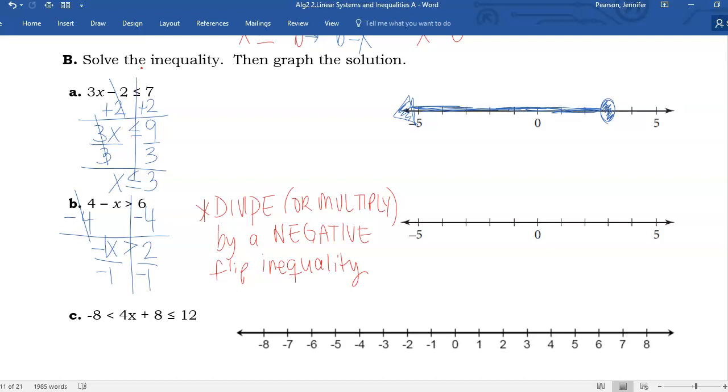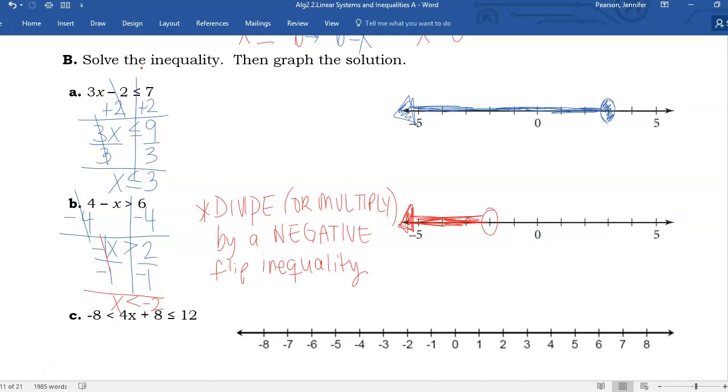So when I divide by -1 here, it gives me x is less than -2. The inequality flipped from a greater than to a less than. So when I graph this, I have -2. I will keep that as an open circle because that value is not included. And then I will shade everything less than that value.